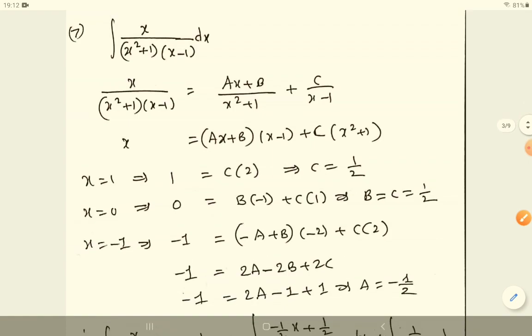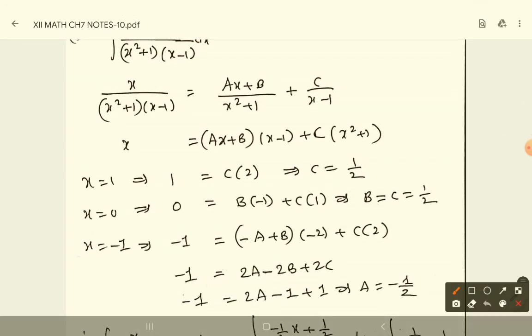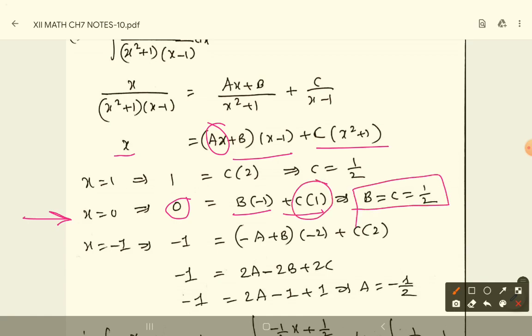So whatever values I am taking, they are very simple values. Why did I take x is equal to 1 in the first case? Because it becomes 0. Then I can get the c value. Why am I taking x is equal to 0 the second time? Because it is very simple. Right, the left side becomes 0, ax will be 0, then I will get b into minus 1 plus c into 1. Already I know the value of c, substitute the value of c, then I get the b value.